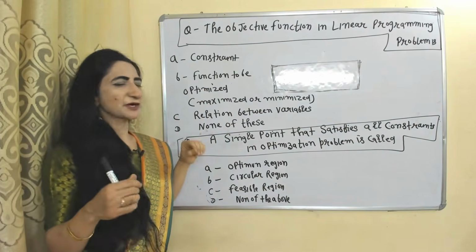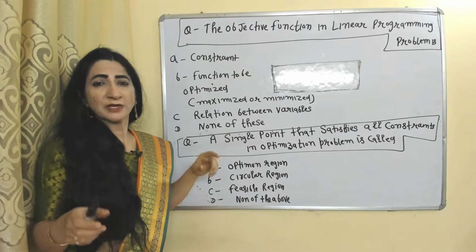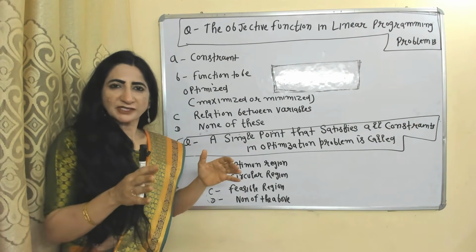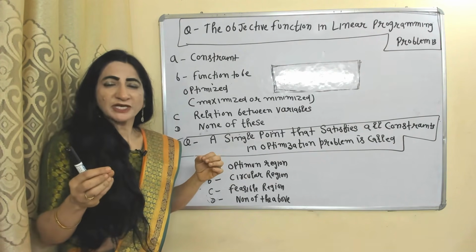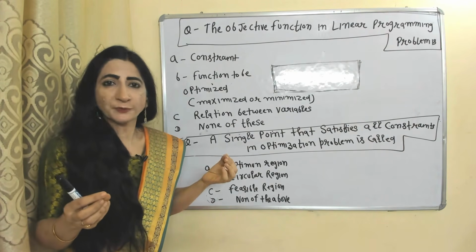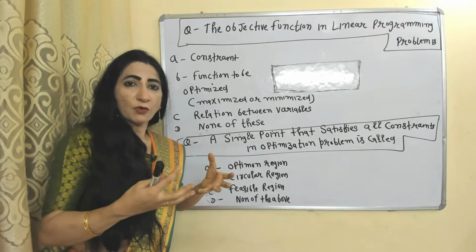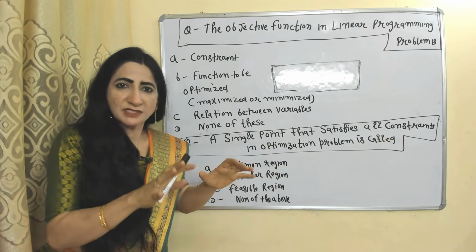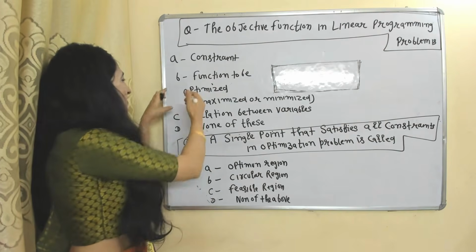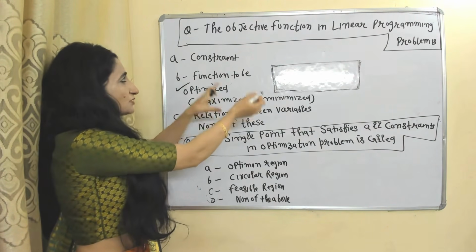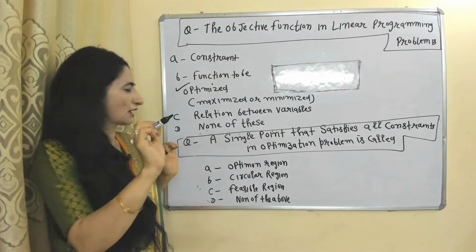The objective function in a linear programming problem. There are two fundamental parts of a linear programming problem, objective function and constraint. The objective function shows the goal of the problem, either maximization or minimization. For example, we want to maximize our profit or minimize our cost. So our right option is B. The function to be optimized, maximized or minimized, is the objective function in a linear programming problem.